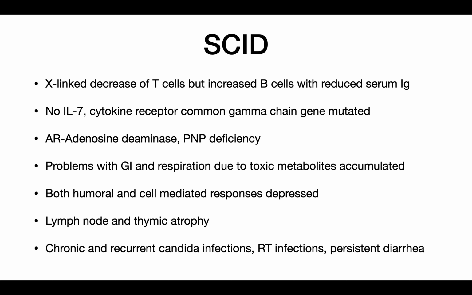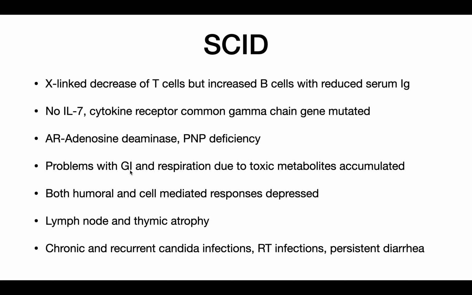Okay, so SCID is an X-linked decrease of T cells, but an increase in B cells with reduced serum immunoglobulins. So it's an inappropriate secretion of B cells. There's no interleukin 7 because of the cytokine receptor. The common gamma chain gene is going to be mutated. It's also autosomal recessive, and that's going to cause adenosine deaminase or PNP deficiency.